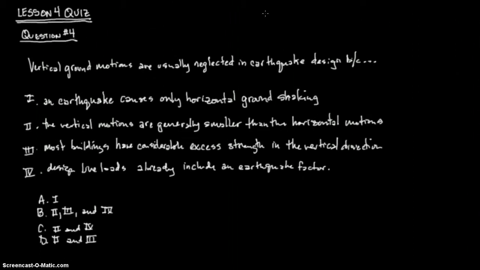Question number 4. It says that the vertical ground motions are usually neglected in earthquake design because, let's see if I can figure this out, usually the vertical forces are based on live load and other types of loads, so those maximum vertical forces aren't controlled by the earthquake. They're controlled by other issues, I guess. And the horizontal forces are much greater than the other forces that you're going to see.